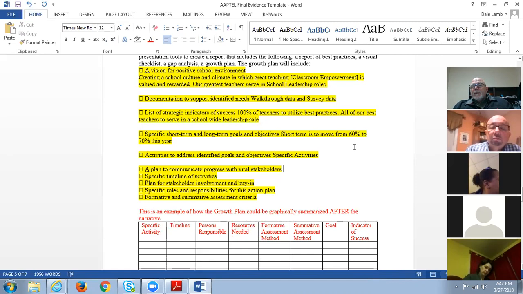Now, please remember, as always, formative is a fidelity check. Is the staff development going as we intend? The summative assessment is: do more teachers utilize best practices, do more teachers serve in leadership roles, and do test scores go up? But formative is a fidelity check. It's a check on your staff development activities.